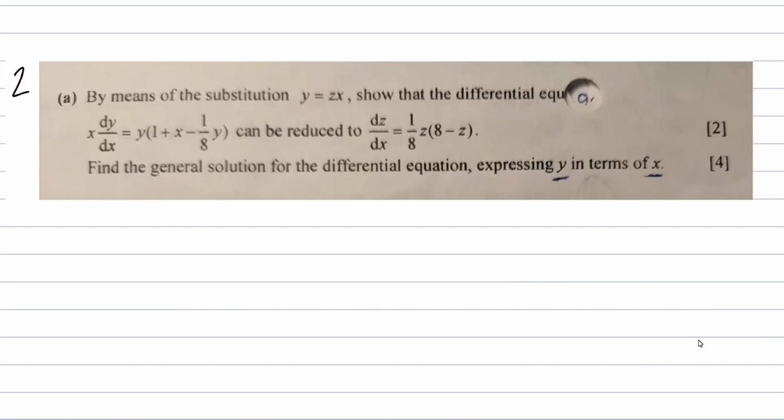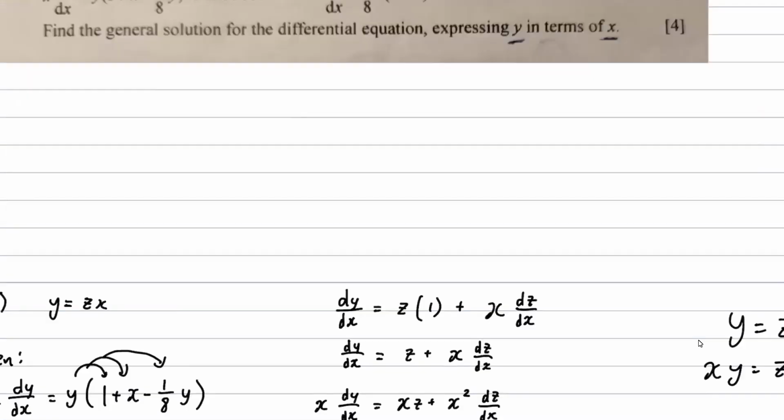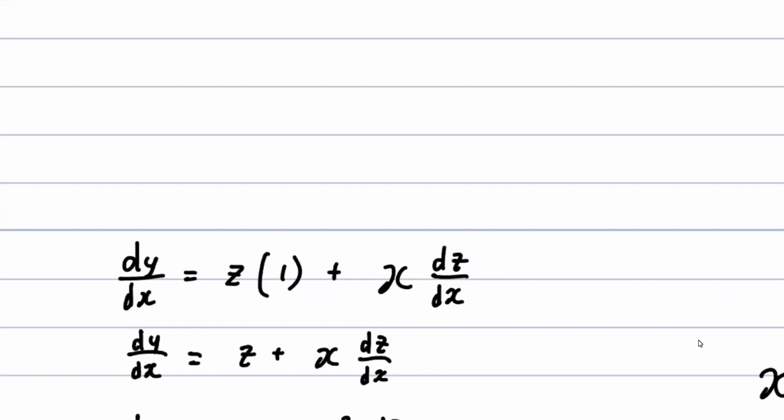May I know what you have done so far? I differentiate both sides of the substitution. Okay, good. Did you get this? z plus x times dz by dx.